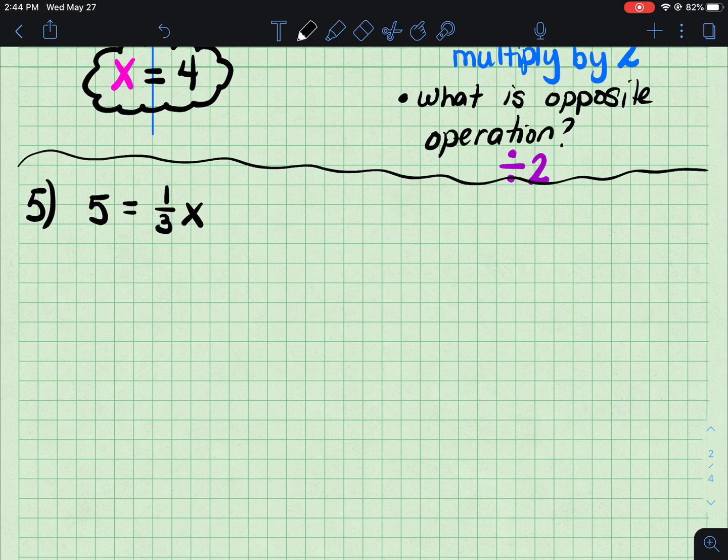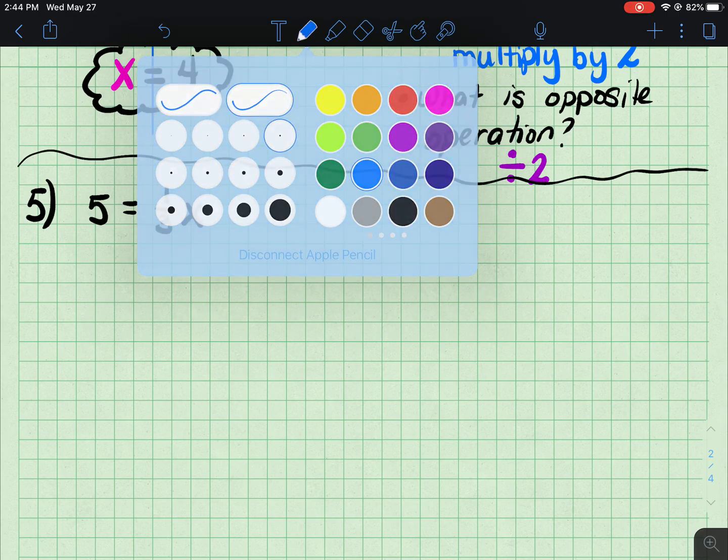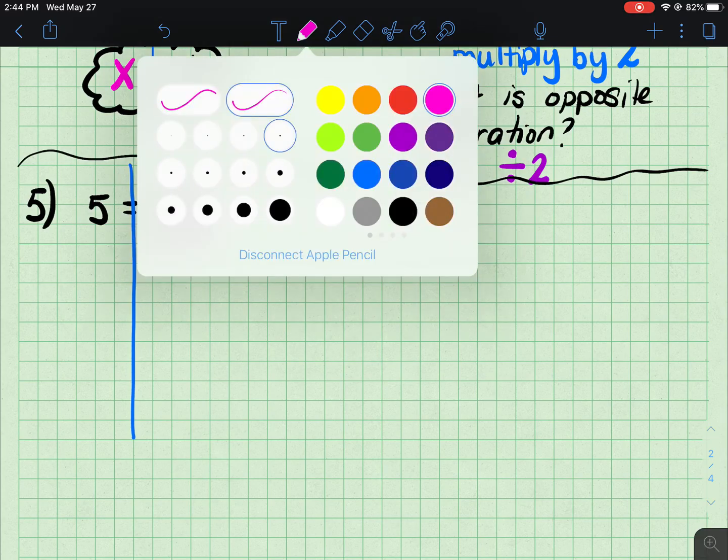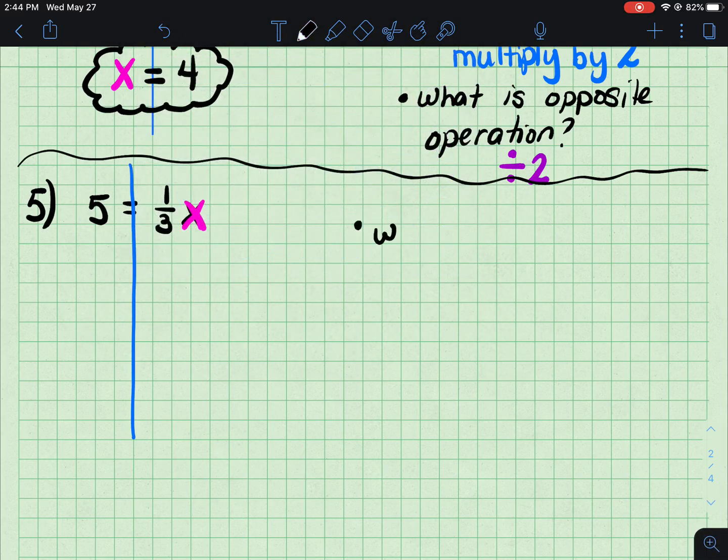I'm going to ask myself the same questions as I did before. Always the same questions. First of all, what wants to be alone? Well, first of all, let's draw our line. Then what wants to be alone? Oh, well, as usual, in this case, x. I like x's better than any. And then what's crowding it? 1/3. So I'm going to write that over here. What is crowding my variable? And what's the operation?